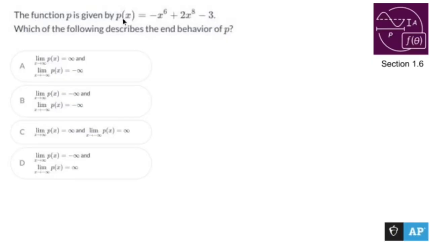The function p is given by p of x equals negative x to the 6th plus 2x to the 8th minus 3. Which of the following describes the end behavior of p? So what I need to do is take a look at this and try to figure out what my graph looks like.